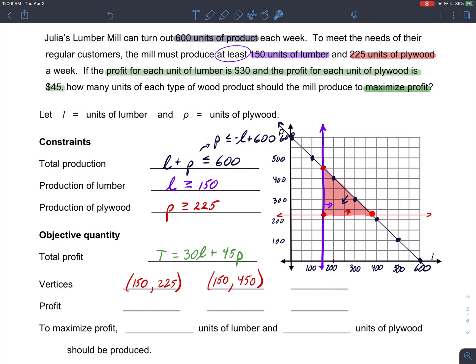And then this last vertex is the toughest one. It is definitely on the P axis at 225. But I need to know what it is on the L axis. And the truth is, if you want to calculate that, then plug 225 in for P. Right? Go back to that equation and plug that value in.